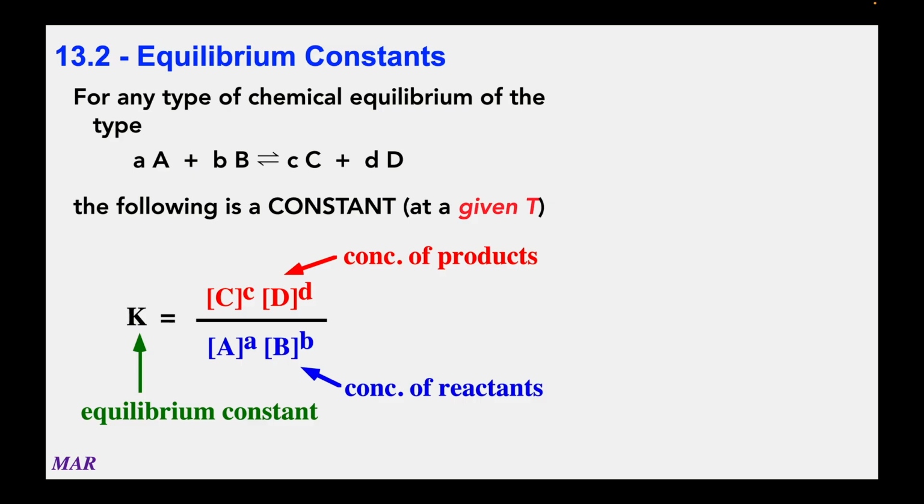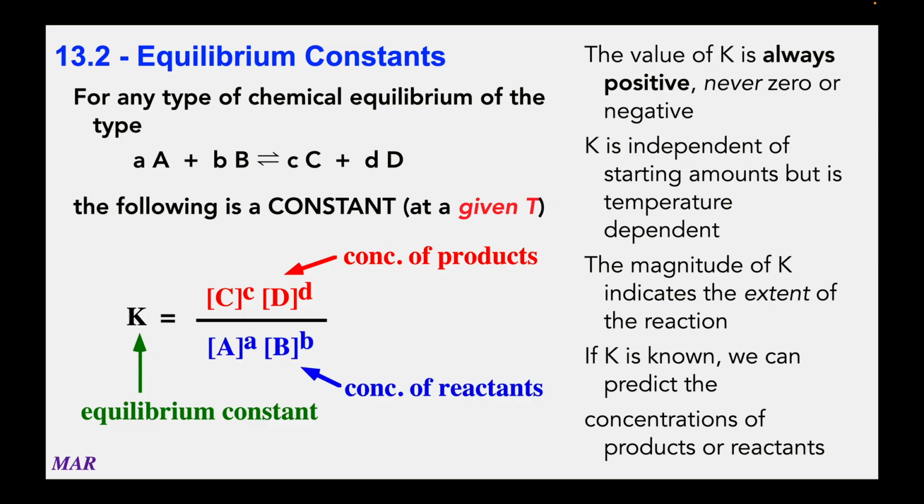So an equilibrium constant is going to be nothing more than a number, all right? And the number will actually have a lot of information that we can use to describe the equilibrium. K values are always positive, they're never zero, and they're never negative. K is independent of your starting amounts, so you can have any amounts that you start with and it will still work. However, K is temperature dependent.